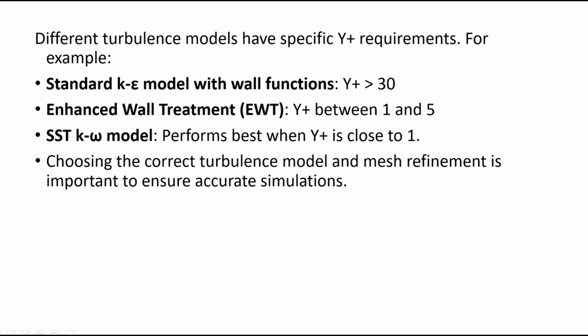Now see turbulence model and Y plus requirements. Different turbulence models have specific Y plus requirements. For example, standard k-epsilon model with wall functions. Here the Y plus value should be greater than 30. Another turbulence model is enhanced wall treatment or EWT with standard k-epsilon. Here the Y plus value should be between 1 and 5. If you are choosing the SST k-omega model, it will perform best when Y plus is close to 1. Using the correct turbulence model and mesh refinement is important to ensure accurate simulations.